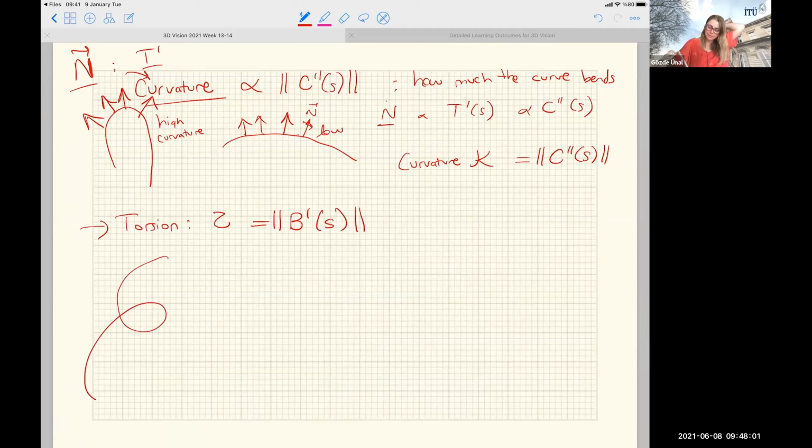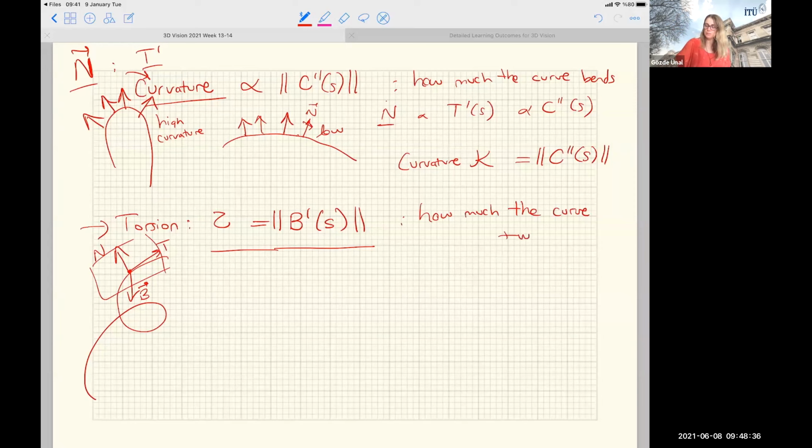Remember, the tangent and the normal define a plane. Two vectors define a plane, and the binormal was actually the normal of that plane. We call that the osculating plane. So this is the B vector. When a curve is twisting, remember, B, the binormal, changes a lot. So this is a measure of that. This tells us how much the curve twists.